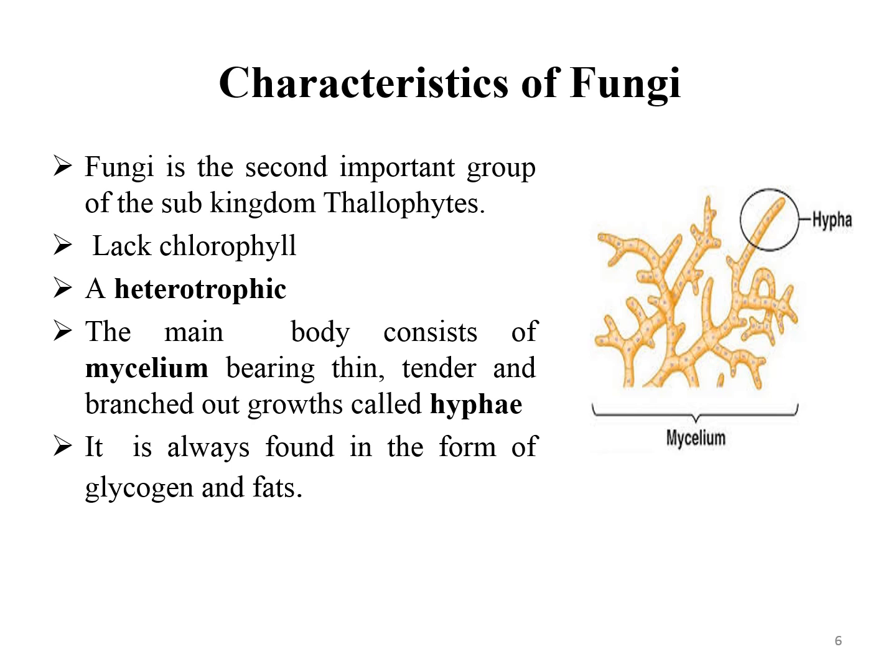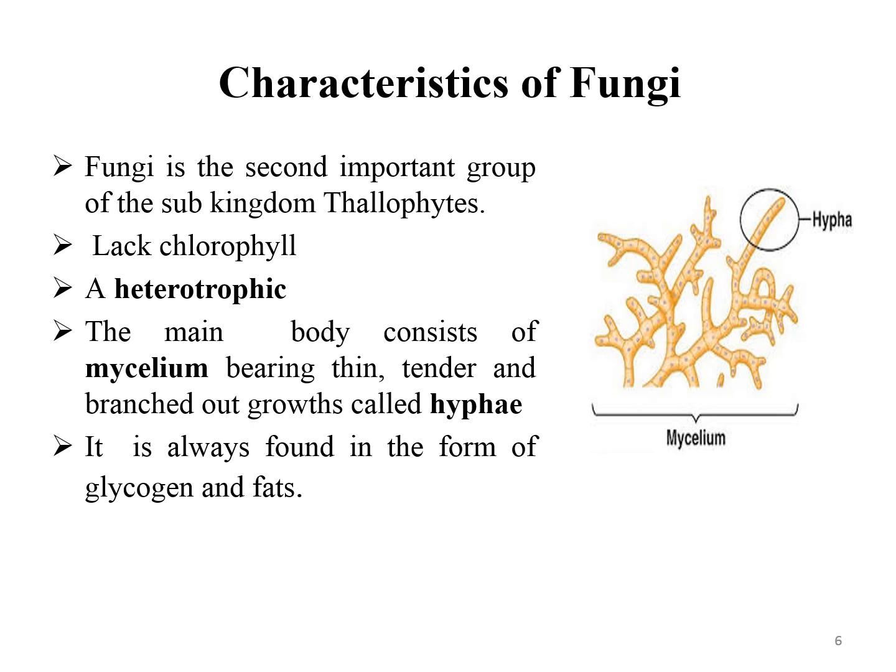Fungi are the second important group of the subkingdom Thallophytes. They lack chlorophyll and hence no photosynthesis takes place, like animals. Fungi are heterotrophs. They use complex organic compounds as a source of carbon rather than fixed carbon dioxide from the atmosphere, as most plants do. Fungi obtain their nutrients by absorption. The main body consists of mycelium bearing thin, tender, branched outgrowths called hyphae.